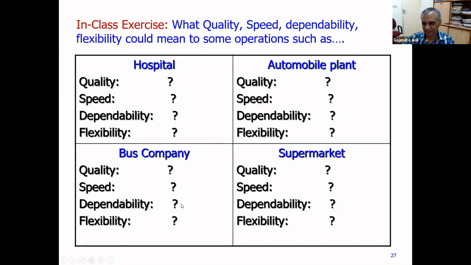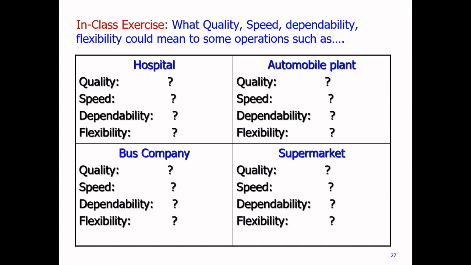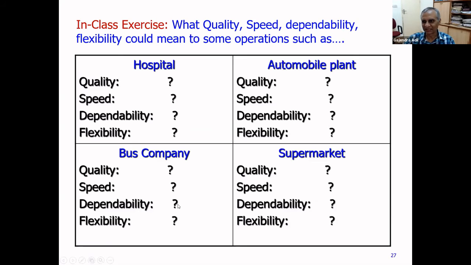Dependability. Being on time, if the first bus comes on schedule, correct. So they give you a time, right? The 3 hours timetable they give you. Whether they stick to the timetable, then that's dependability.